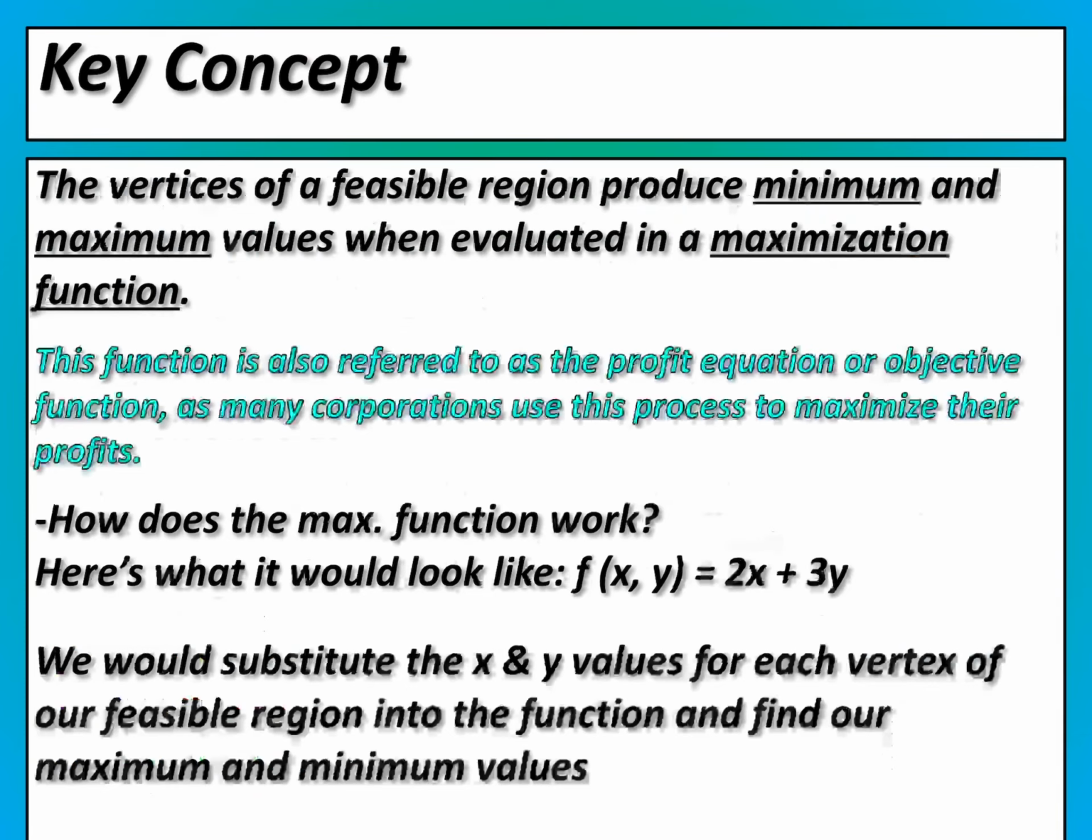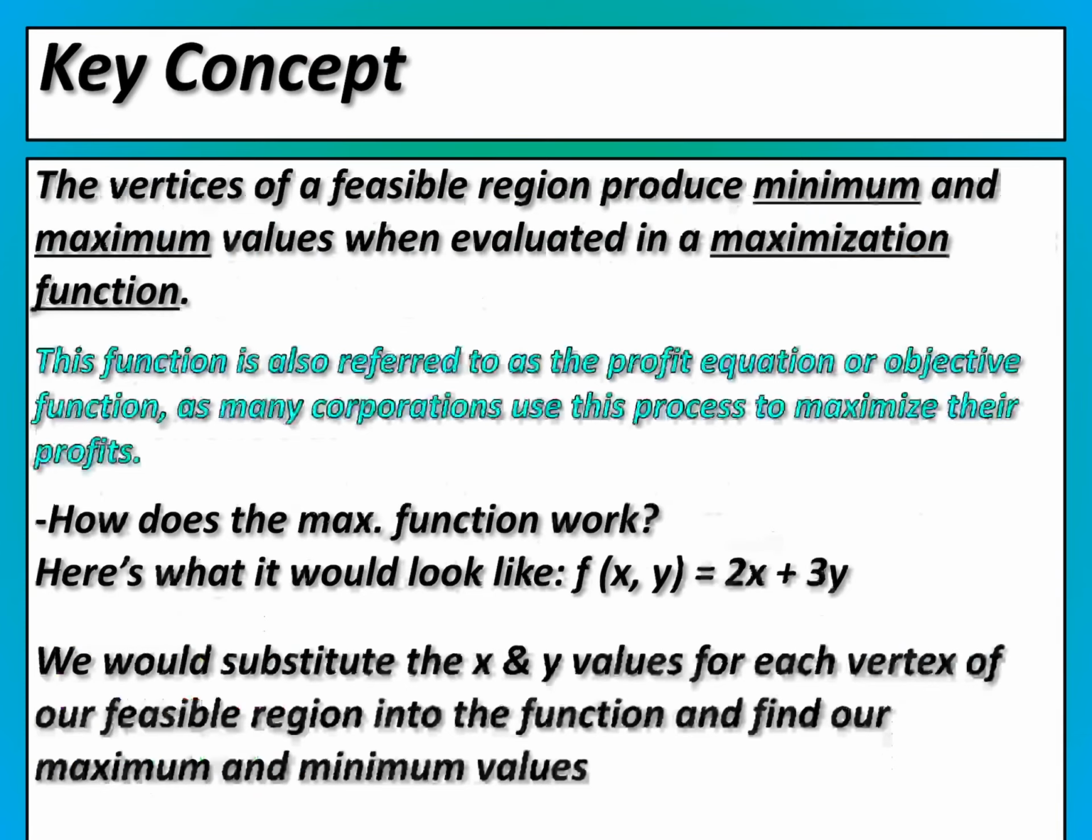We use the vertices to produce the minimum or the maximum, and we have to evaluate them in something called the maximization function. This is also referred to as the profit equation, or sometimes even the objective function. Many corporations use this to maximize their profits.